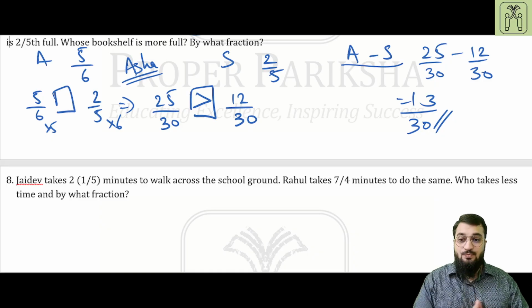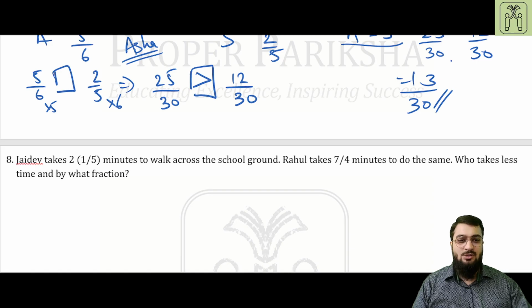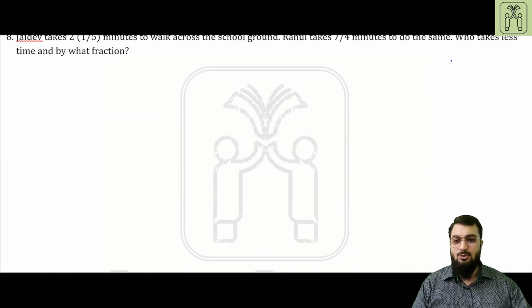Now coming to the next question, that is Jaidev takes 2 1 by 5 minutes to walk across the school ground. Rahul takes 7 upon 4 minutes to do the same. Who takes less time and by what fraction? This is also the same, and you can do that on your own. So I'll just do a quick solution for you to go through.